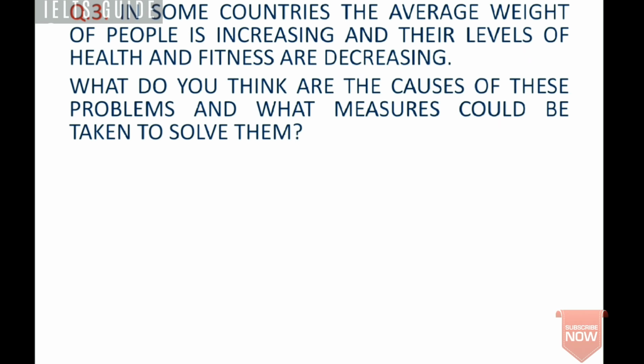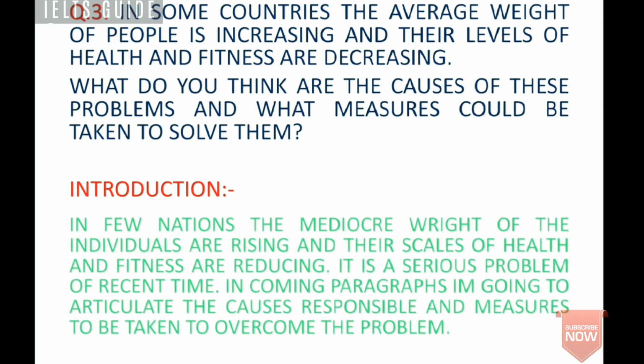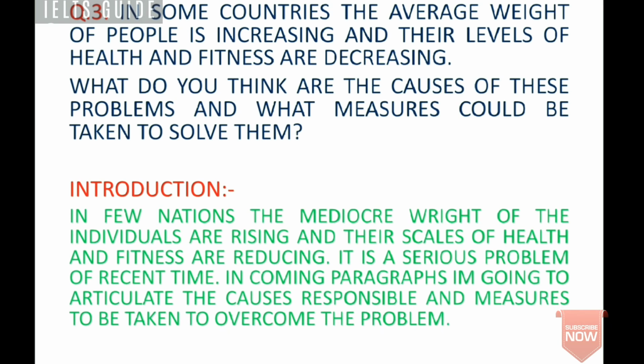So let's see how I write the introduction by making a paraphrase of the question number 3. In few nations, the mediocre weight of the individuals are rising and their scales of health and fitness are reducing. It is a serious problem of recent time. In coming paragraphs, I am going to articulate the causes responsible and measures to be taken to overcome the problem. Yes, friends. What I did is I covered here everything that I am going to do in the following paragraphs.